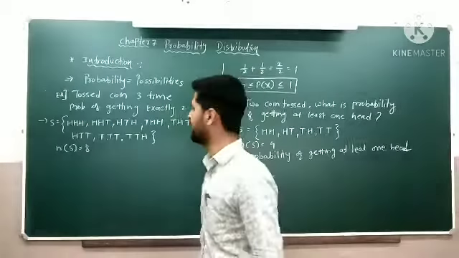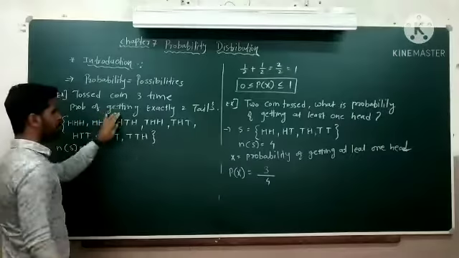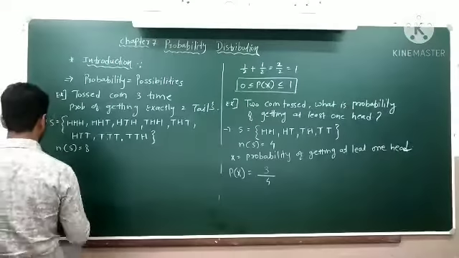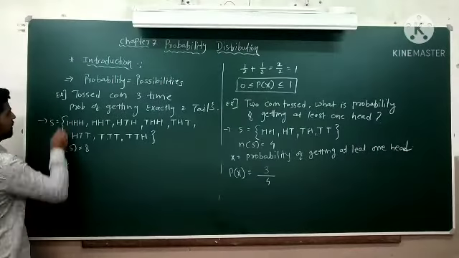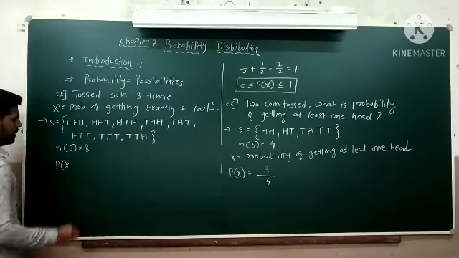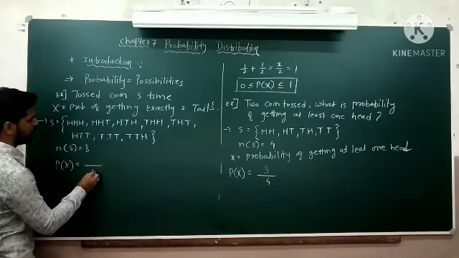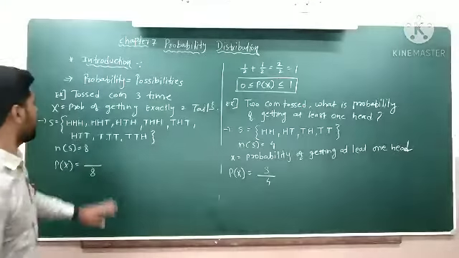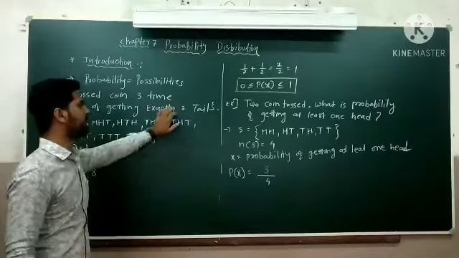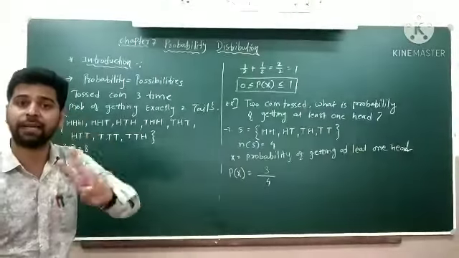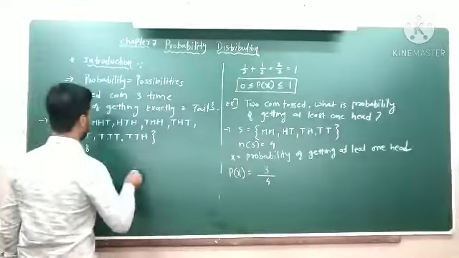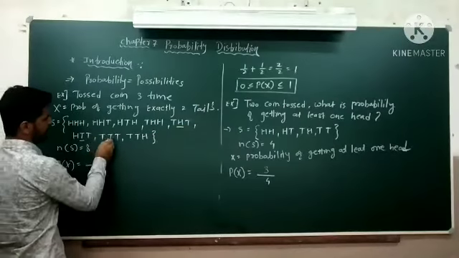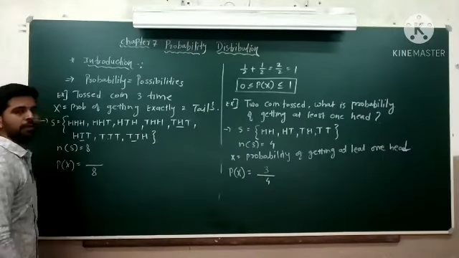But what did they ask to find? They said, find the probability of getting exactly 2 times tails. Okay? So we are finding the probability of that X. Suppose X is your event. Probability of getting... in the denominator we are going to write 8 because n of S we always write in the denominator. But what we have to find is the probability of getting exactly 2 tails. So exactly 2 tails, in how many cases do we have? 1, 2 and 3. 3 cases.